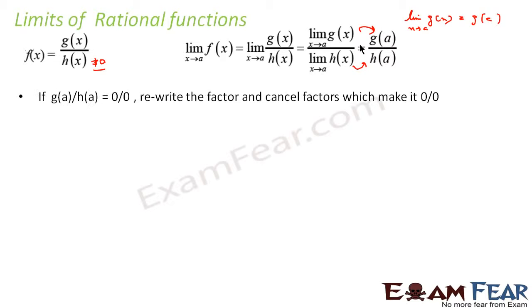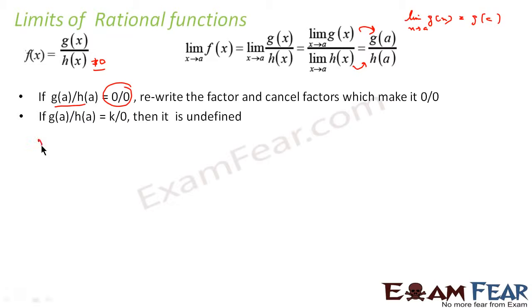Also we have to observe here that if g(a) and h(a) come out to be 0 by 0 form, then we can rewrite the factor and cancel the factor which makes it 0 by 0. If we put the value x equal to a in g and h and you get the value 0 by 0, that means we can rewrite by cancelling the factor which makes it 0 by 0. If the value comes out to be k by 0 form, then that means it is undefined.